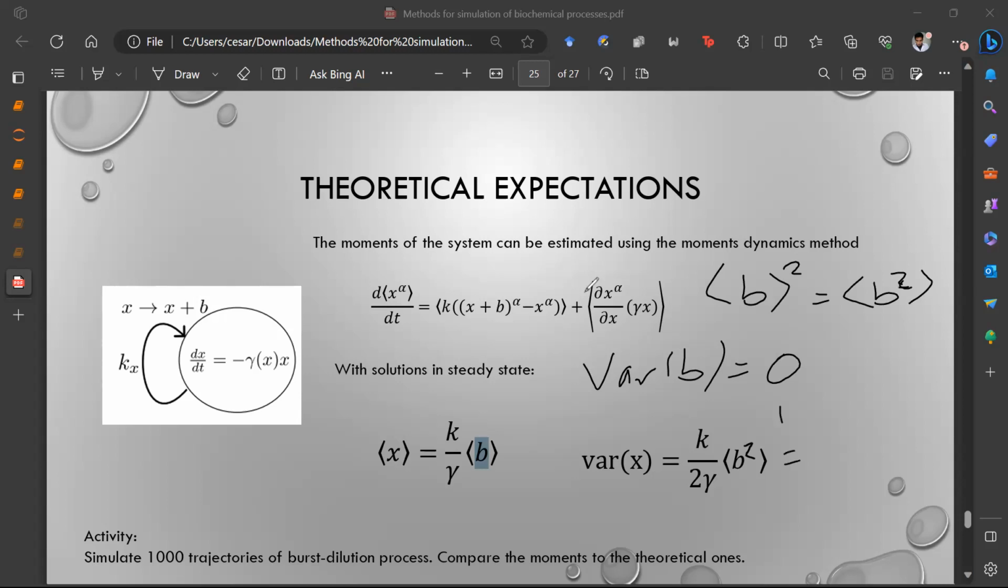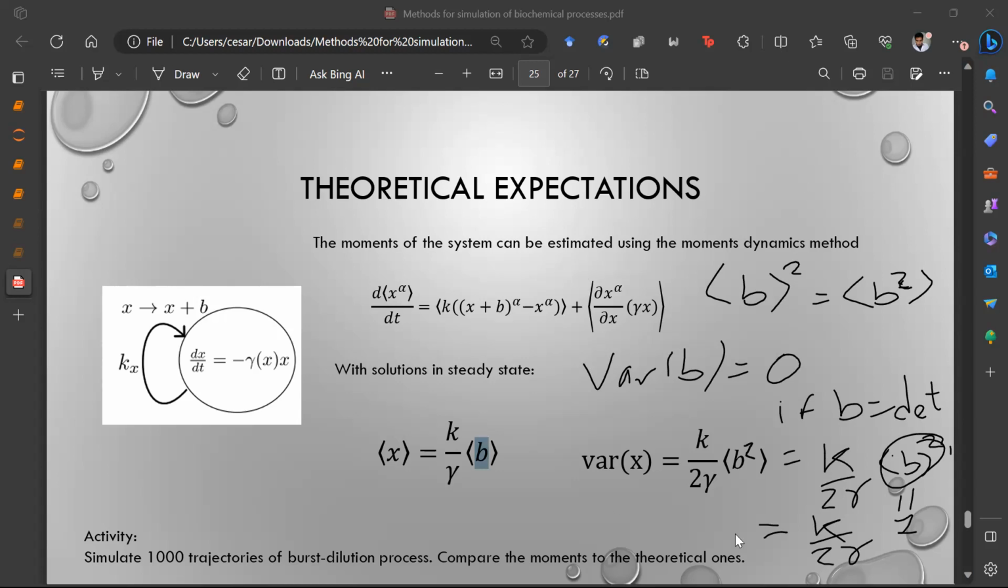So in this case, if b is deterministic, this variance is simply k over 2 gamma times the expected value of b squared. So if this guy is 1, b squared is 1 as well. So it's going to be k over 2 gamma.